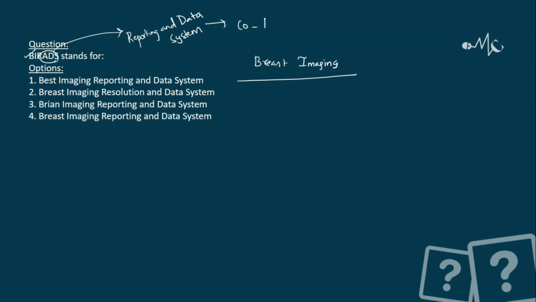It is QRADS. Similarly, we have prostate related ones, prostate reporting, and similarly we have thyroid reporting, TRADS. So there are many systems, but from the exam point of view, medical PG entrance examinations, the commonly asked one is breast imaging reporting and data system.